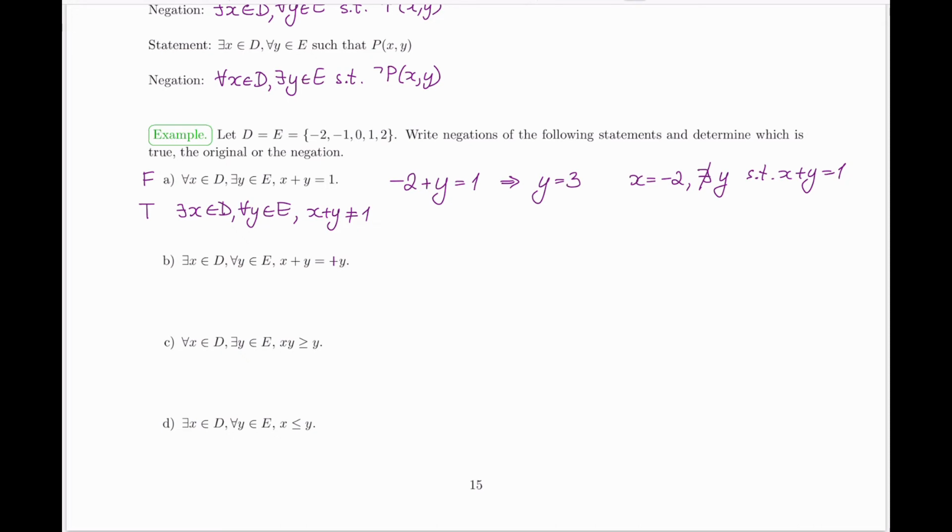This very special x is going to be x equals 0. No matter what you pick, if x is equal to 0, then adding it to any choice of y will give me that 0 plus y is equal to y. So this statement is true, which means that its negation is going to be false, and I know that right away, but let's negate through. So I'm going to have for all x in D, there exists y in E, such that x plus y is not equal to y.